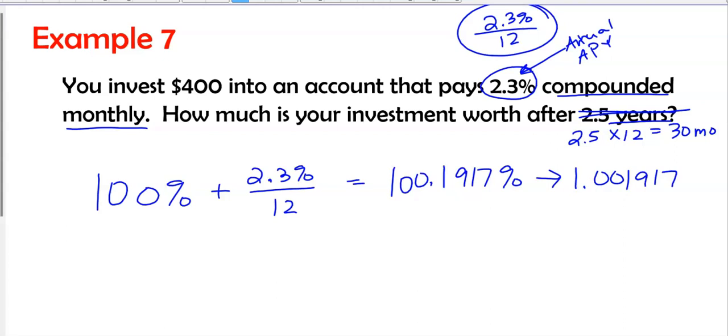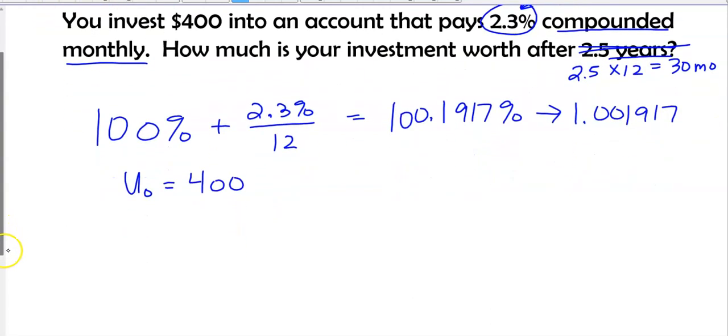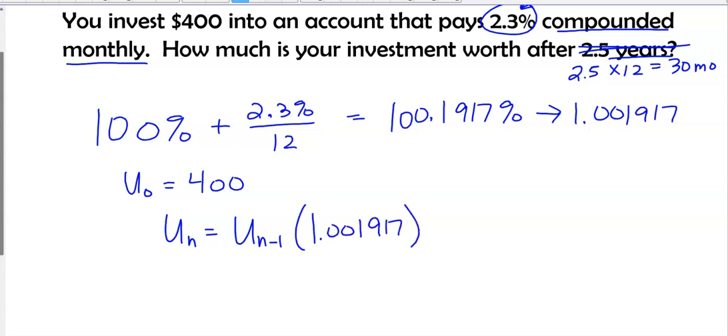Then, remember, anytime we're dealing with time, we should start at term 0. So we're starting with $400. And now we can finally, after all that work, write our equation. Our equation says to find any term, we're going to take the term before it, the month before it, and multiply it by 1.001917. And then we're looking for how much that is going to be worth after 30 months.